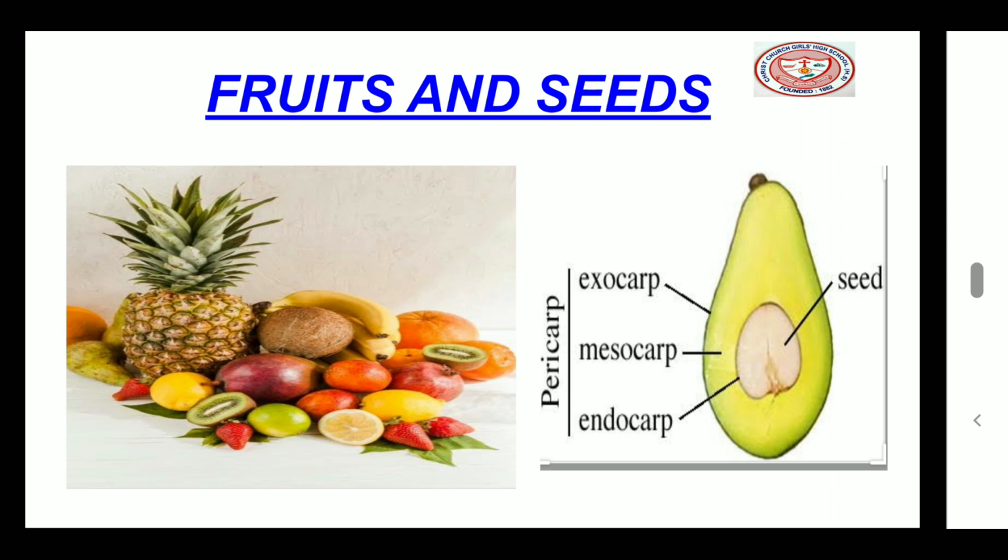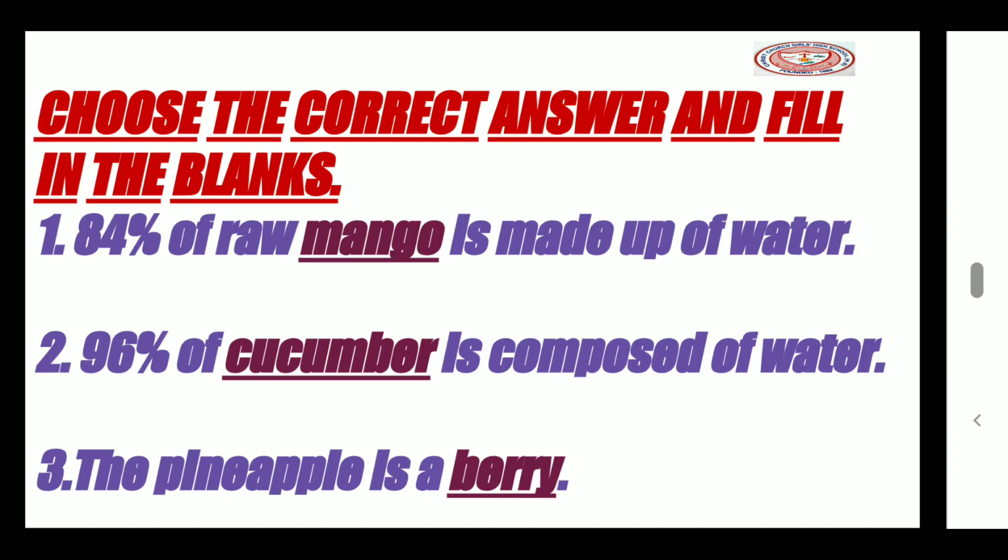Now children, turn to page 20 and we will do the exercises. Number 1. 84% of raw mango is made up of water. Number 2. 96% of cucumber is composed of water. Number 3. The pineapple is a berry.